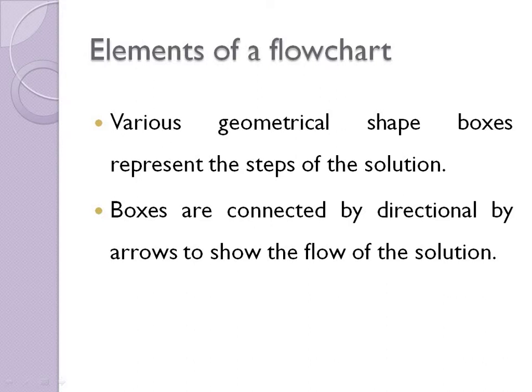Various geometrical shape boxes represent the steps of the solution. It is very clear from this line that various geometrical shapes are used as elements of the flowchart, and every different shape has a different meaning, a different process, different steps. Means for a particular category of step, we have to use that particular geometrical shape. Boxes are connected by directional arrows to show the flow of the solution.